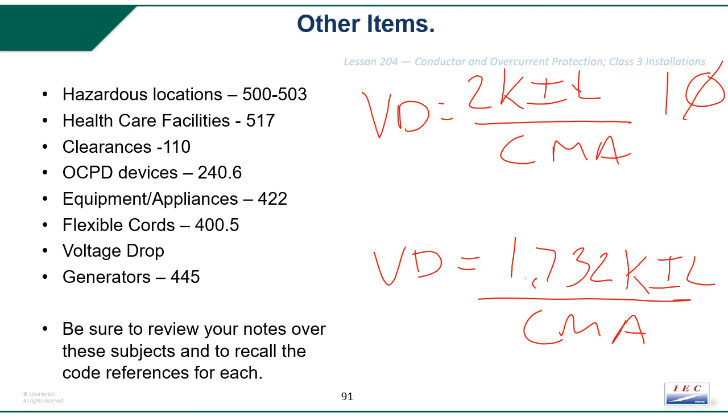And then generators found in Article 445. Be sure to review your notes over these subjects and recall the code references for each. You will see a couple voltage drop questions on the exam.